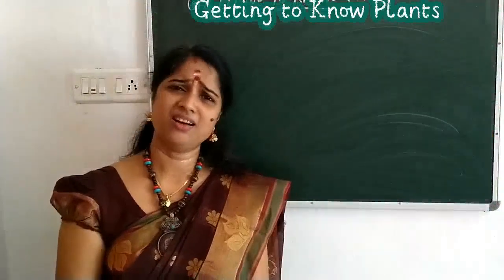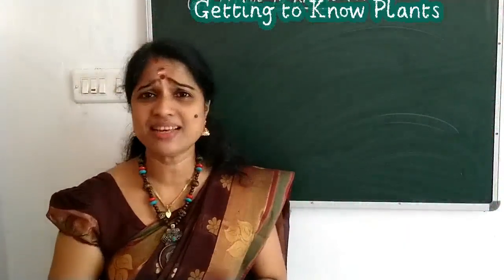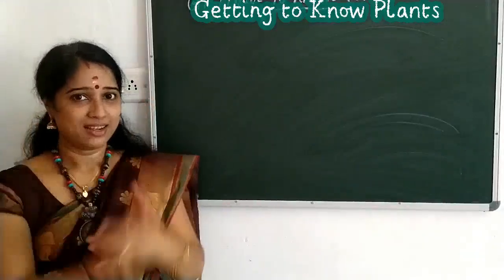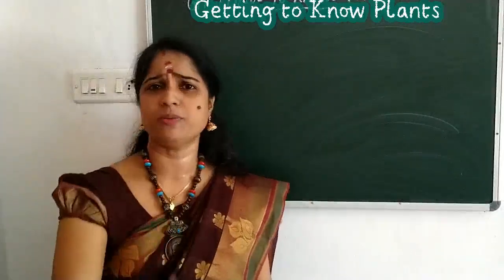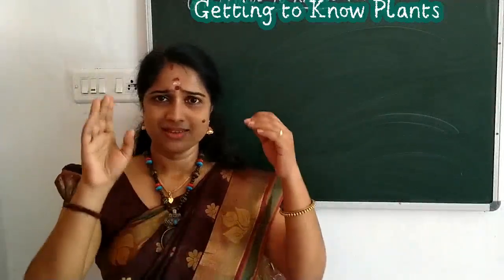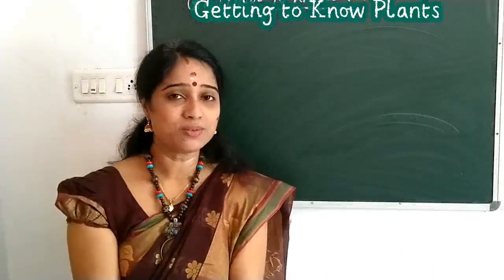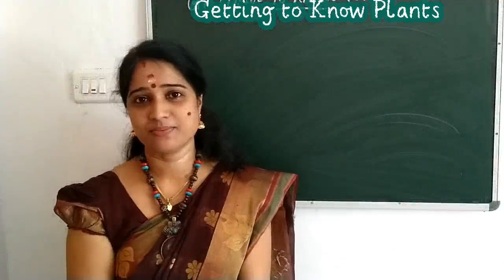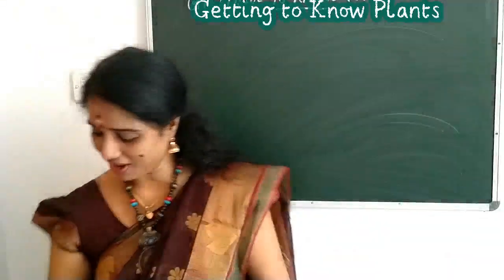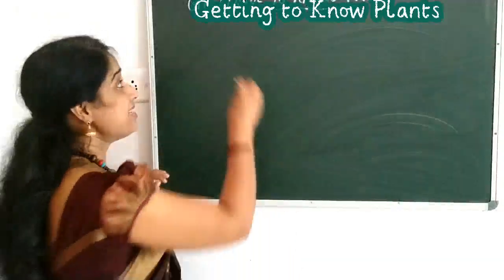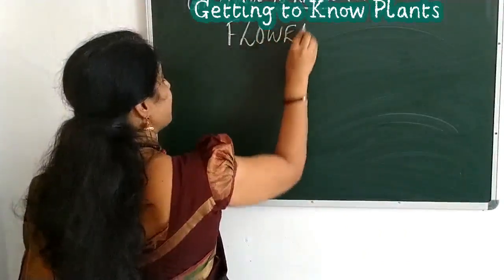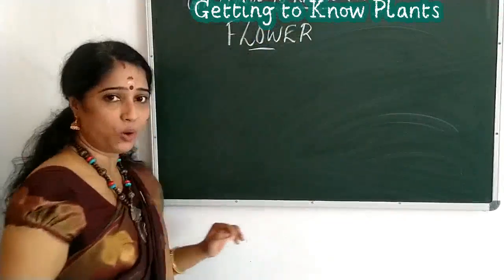Isn't it? Yeah, how cunningly it catches the insects. Am I right? Yes. So, now today we are going to discuss another important part of the plant. Shall I give you a clue? It's the most beautiful part of the plant. Absolutely right. It is the flower. Today we are going to discuss the flower.